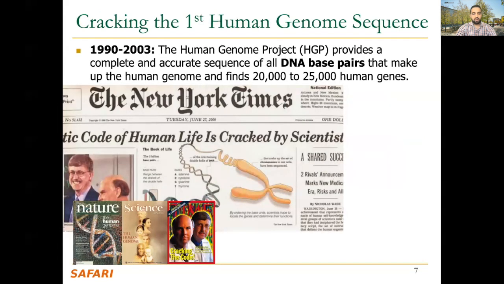Now, where did we get the reference genome? The reference genome was built through an initiative or consortium between different countries, started in 1990.